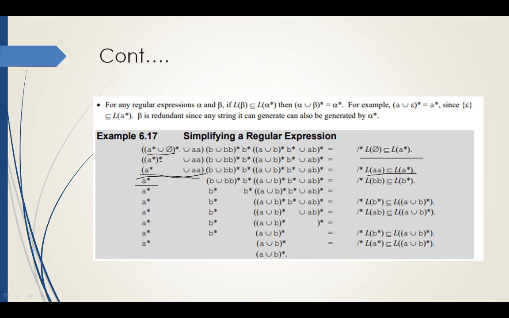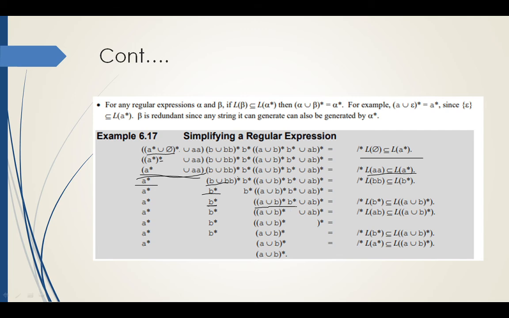Okay. Next, we'll move to the next bracket. B union BB whole star. The language of BB is a subset of the language of B star, so this is nothing but (B star union BB) star. BB star is a subset of B star, so I can write B star here. Next, B star dot B star. The language defined by one B star is equal to the language defined by the other B star, so instead of writing them two times, I'll write a single B star here.